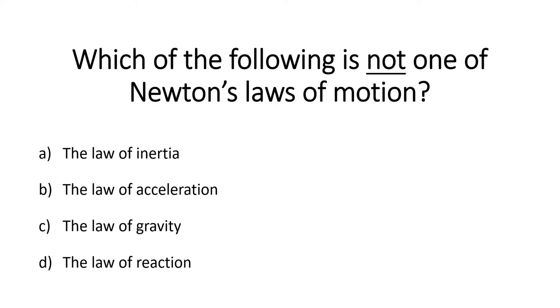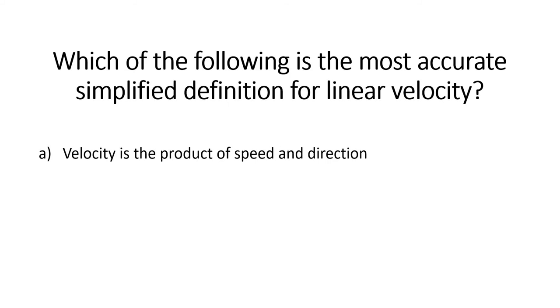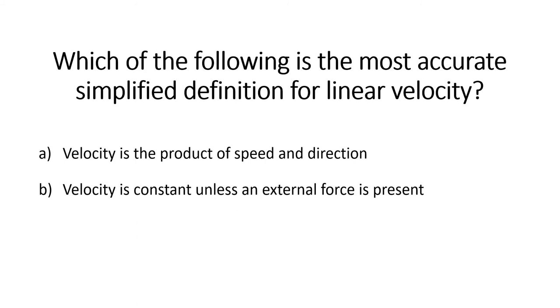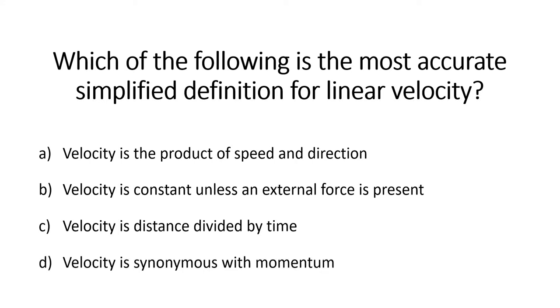Okay, moving on. Which of the following is the most accurate simplified definition for linear velocity? So a more sort of layman's definition for velocity. A, velocity is the product of speed and direction. B, velocity is constant unless an external force is present. C, velocity is distance divided by time. D, velocity is synonymous with momentum, so they mean the same thing.